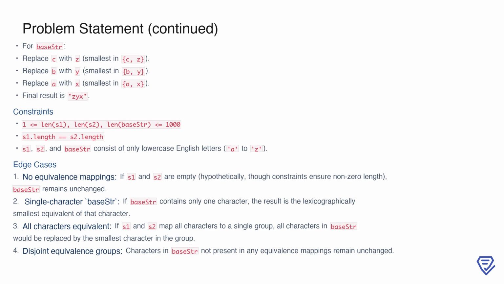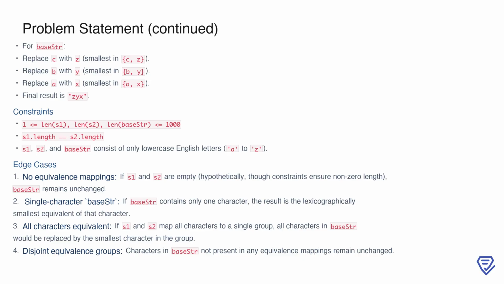The first character, C, is replaced by Z, the smallest in {C, Z}. Next, B is replaced by Y, the smallest in {B, Y}. Finally, A is replaced by X, the smallest in {A, X}. The resulting string is "zyx".